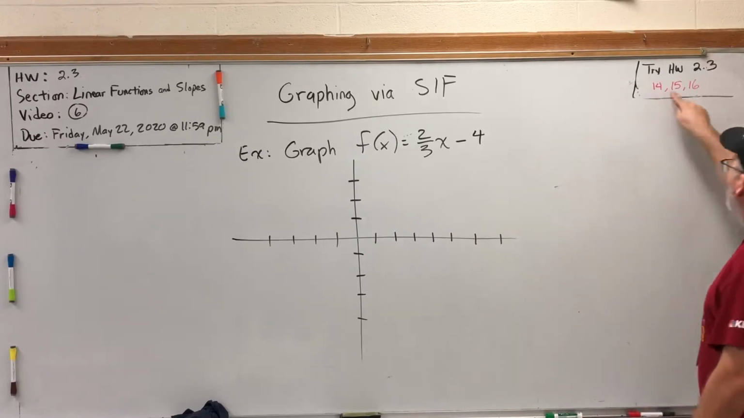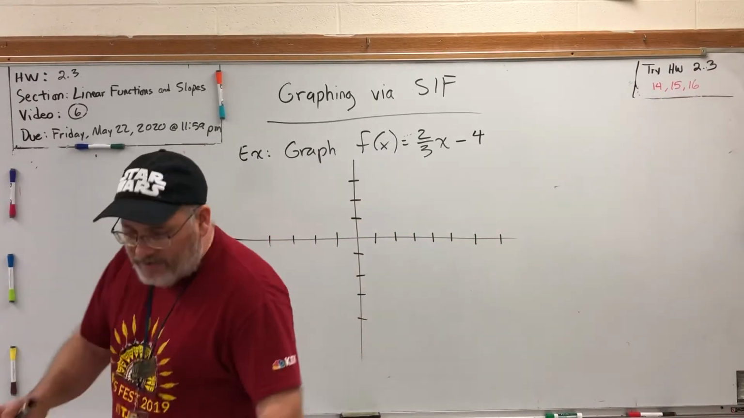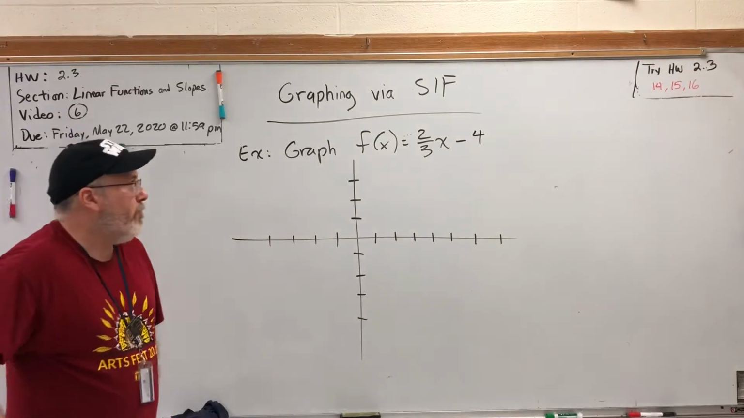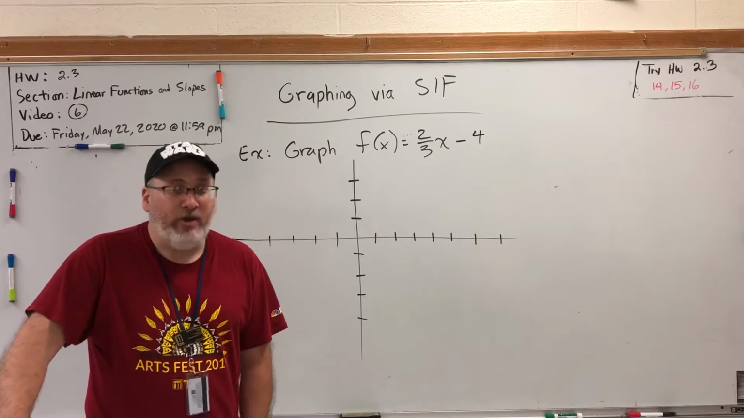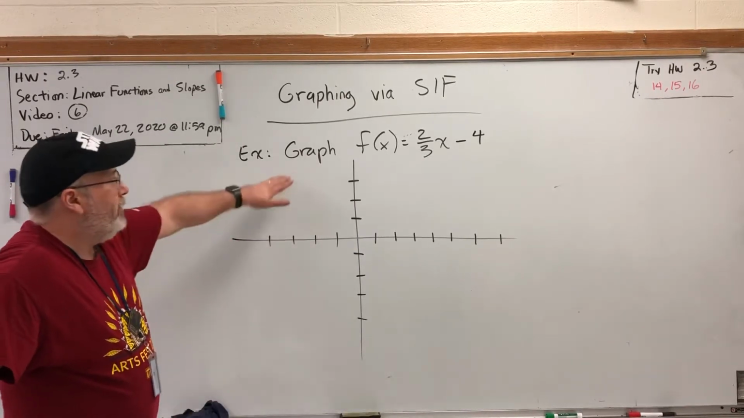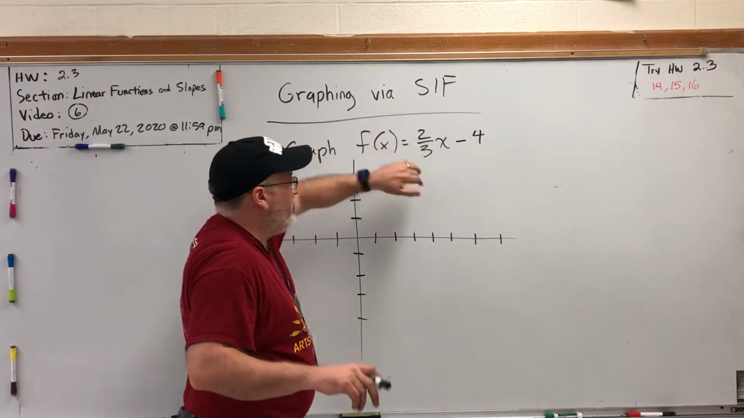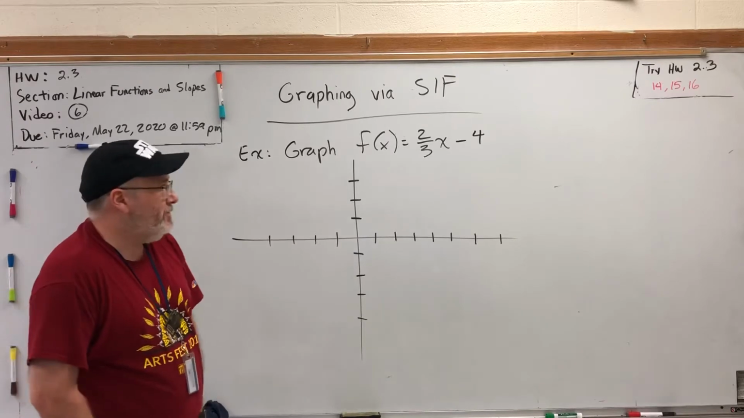Now, 14, 15, and 16 are the correct problems for this video's topic, graphing the slope-intercept form. In other words, if you have slope-intercept form, you can use it to sketch a graph without using the graphing techniques I showed previously. For example, we're going to graph the function f of x equals 2/3 x minus 4, which is a linear function and it is in slope-intercept form.